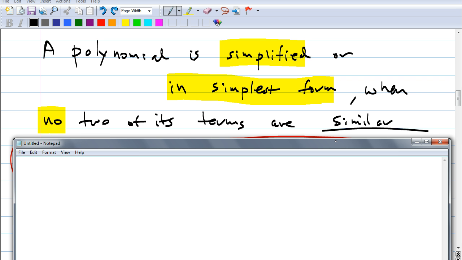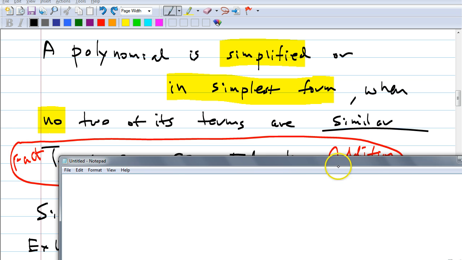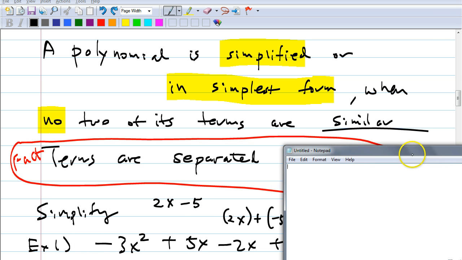Does that make sense? Yeah, you wouldn't leave it as 2x plus 5x, right? You would write that as, of course, 7x, right? Does that make sense? So we need to know that fact. Another fact that you should be aware of is, oops.